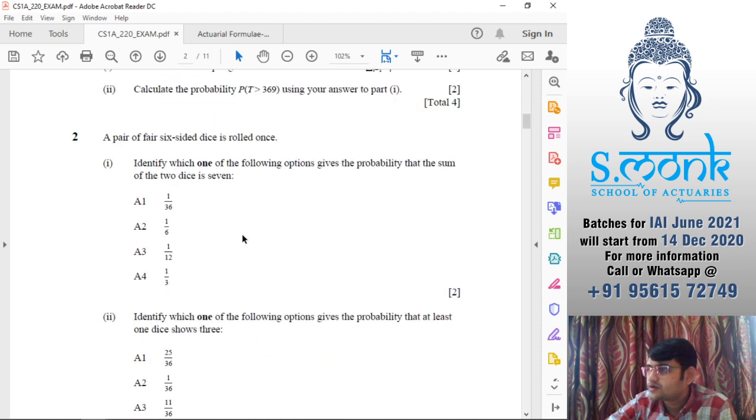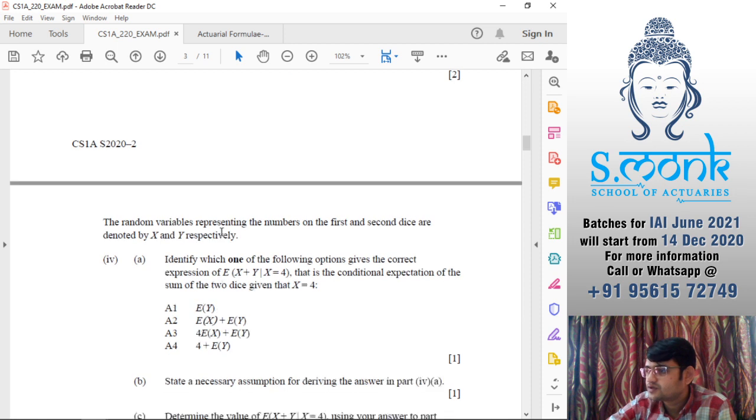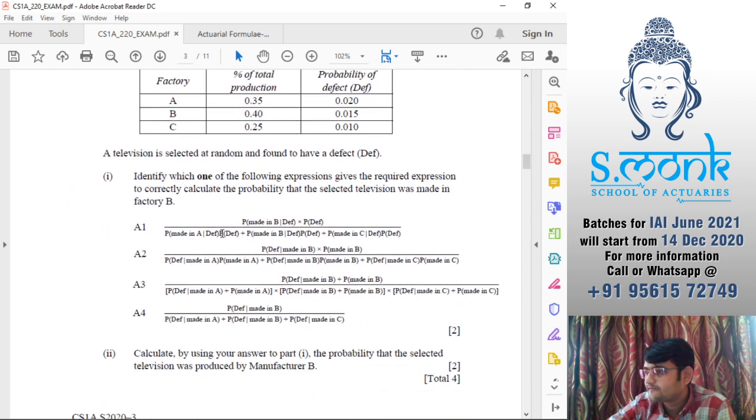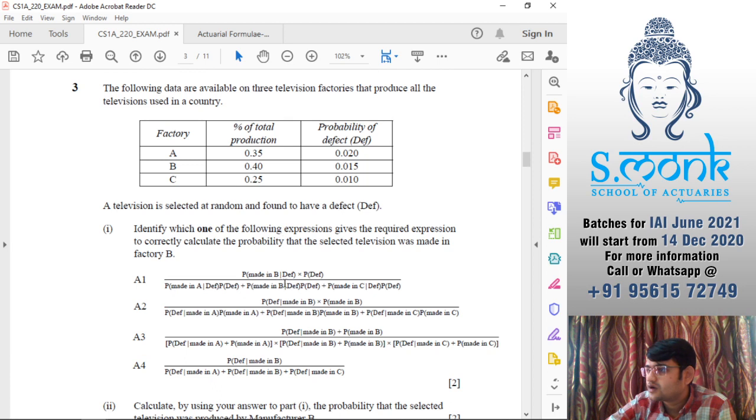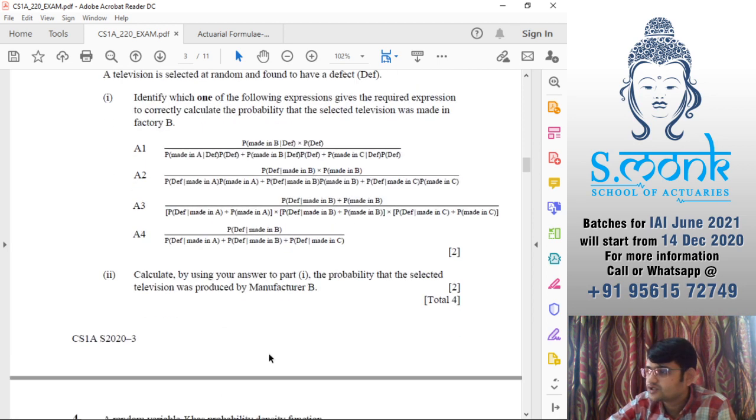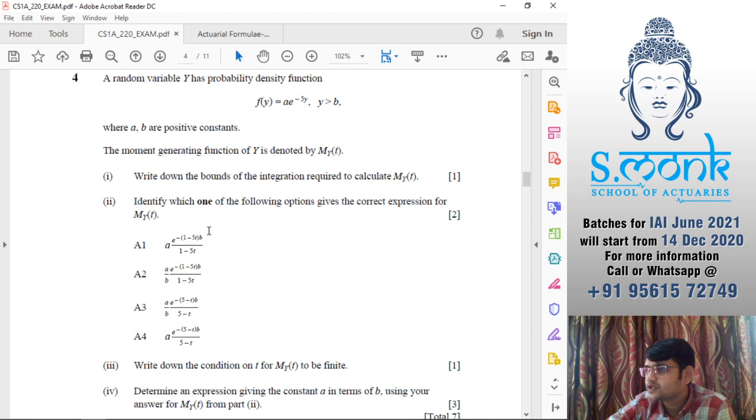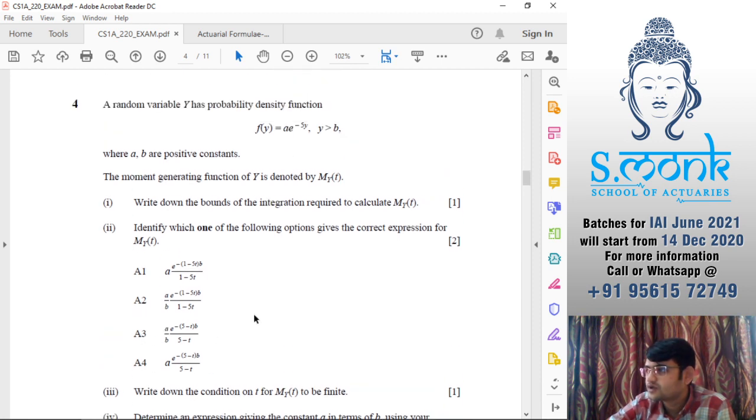So here these were just probability questions, and this was Bayes theorem probability questions. Then this was our mxt question, or myt. Let's solve this. They are saying a random variable y has a probability density function this, where a, b are positive constants. The moment generating function of y is denoted by myt. Write down the bounds of the integration required to calculate myt.